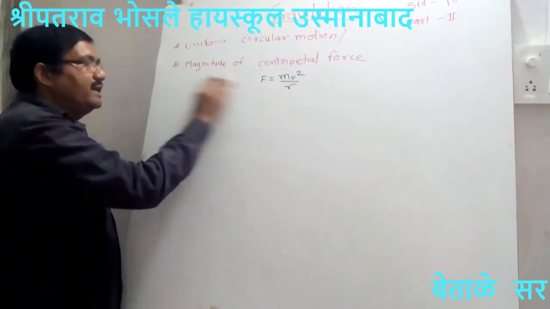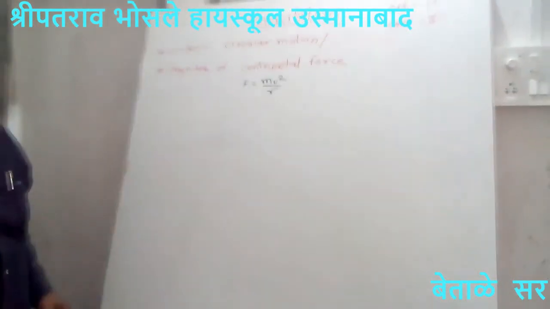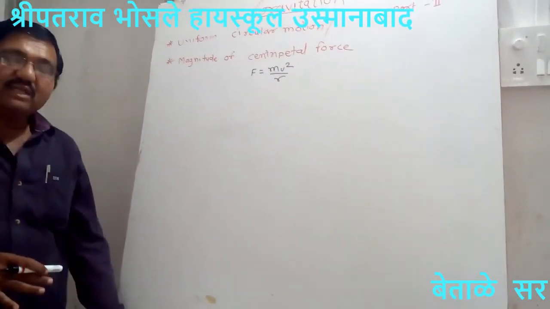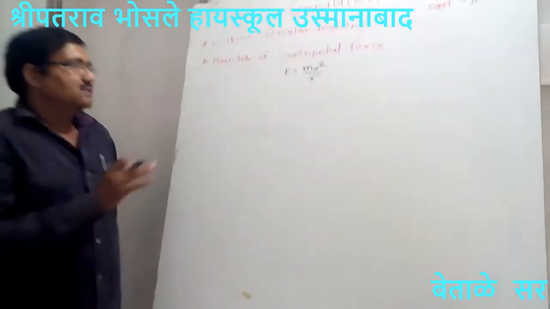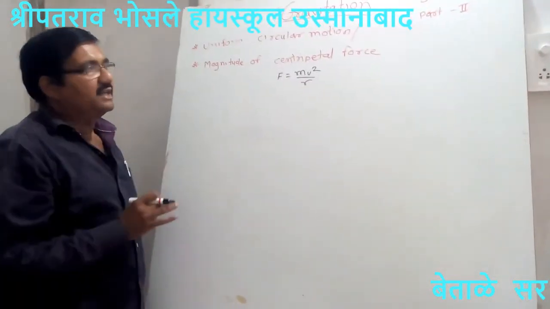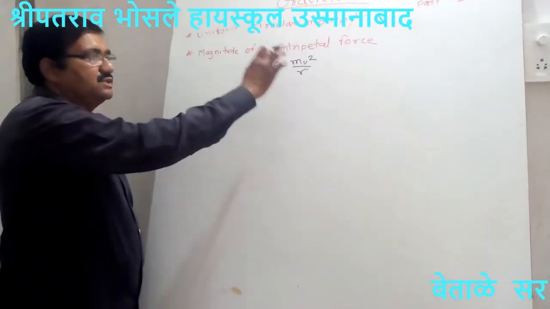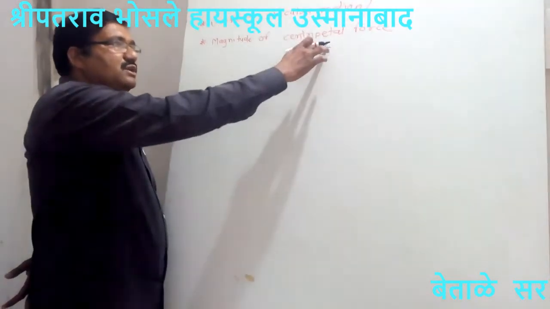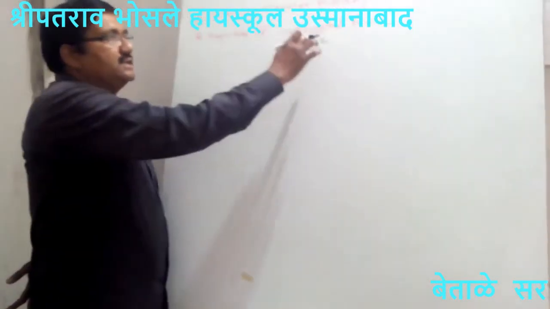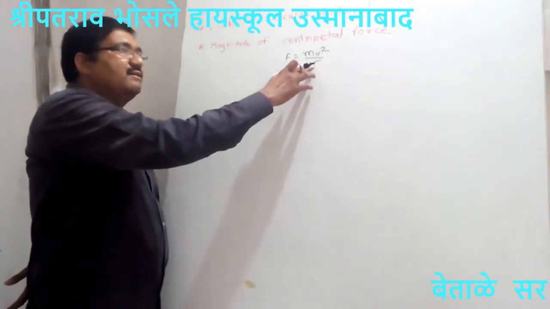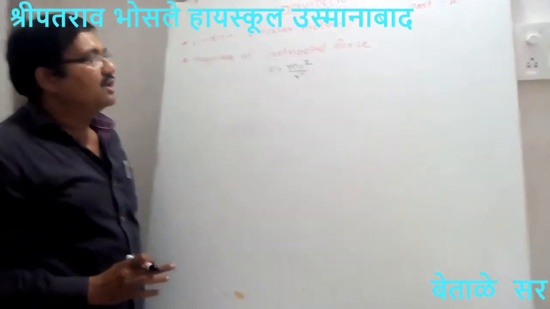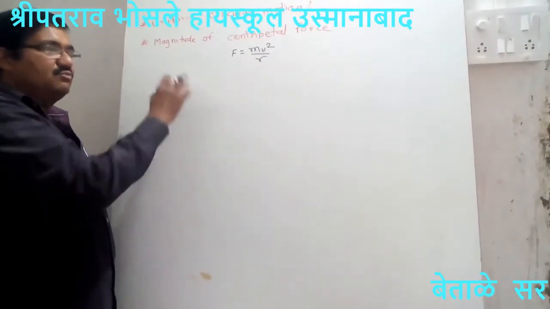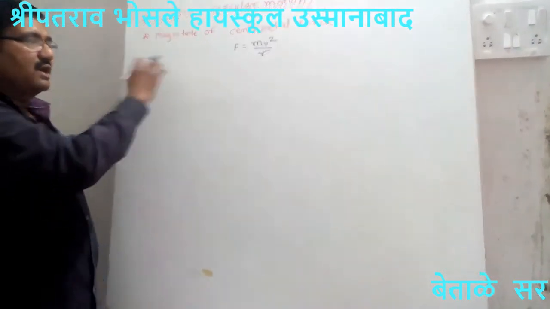Similarly, when any object is moving along the Sun, at that time the mass of that object is m and the velocity of that object is v. That planet is moving around the Sun.